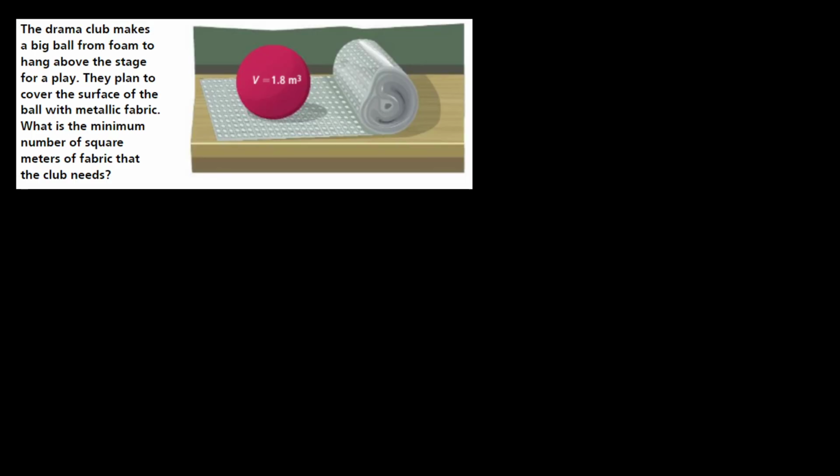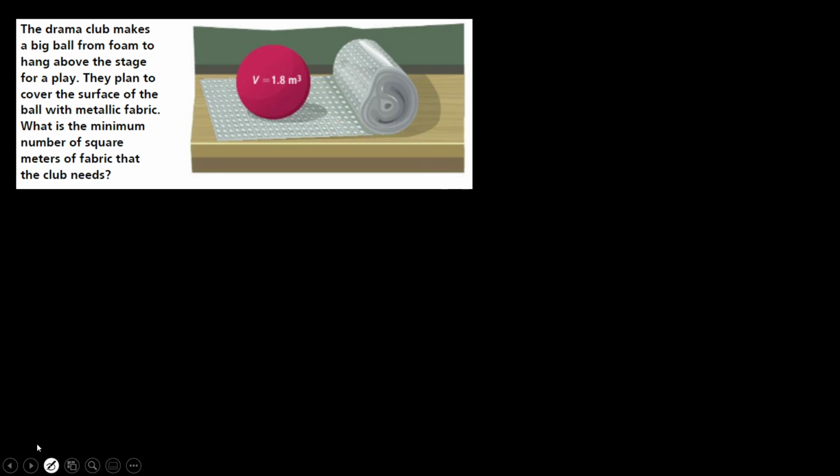So now we've got an example problem. The drama club makes a big ball from foam to hang above the stage for a play. They plan to cover the surface of the ball with metallic fabric. What is the minimum number of square meters of fabric that the club needs? So there's a lot of moving parts to this problem.